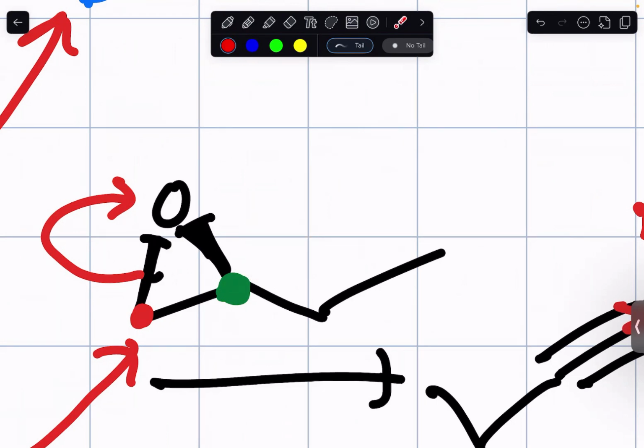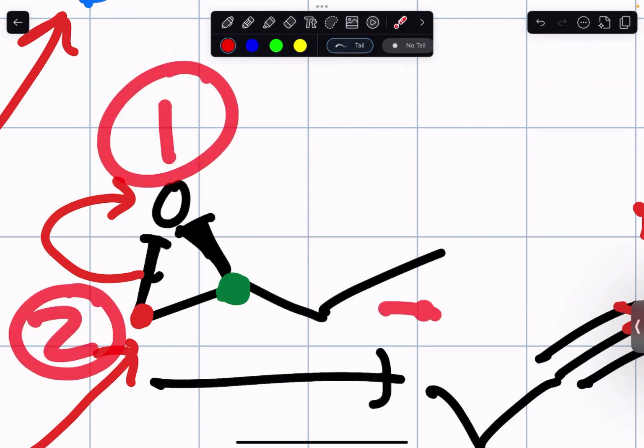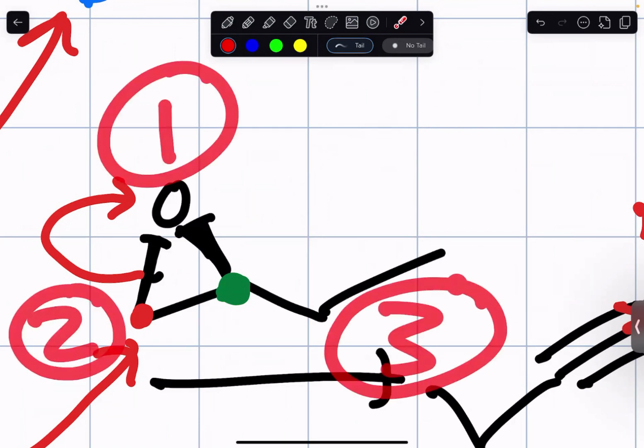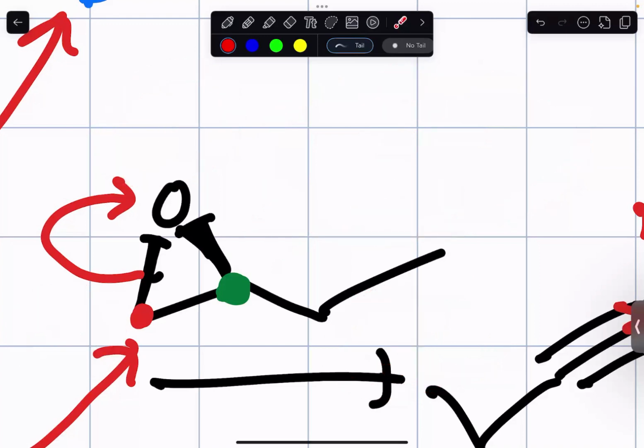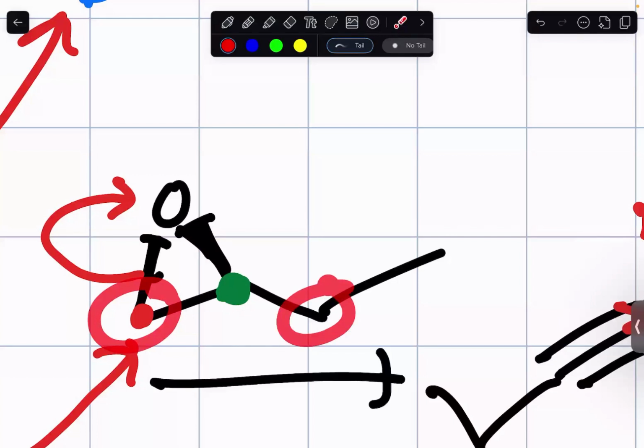So this is 1, this is 2, this is 3. Going this way is S, because the lowest priority group is on hydrogen, we keep it as S. It's going left because there is a tie between this carbon and this carbon. And if there's a tie, then we see what is attached to those carbons.